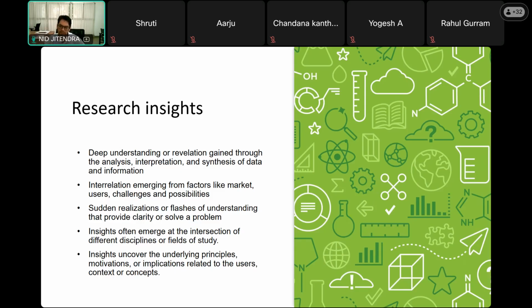So sometimes you analyze data and try to understand what is deeper, and what is going to give you better mileage in a given situation. Insights also are interrelations emerging from factors like market, user, challenges, and possibilities. Many times you feel data is scattered, and when you start mapping it and bringing interrelations between the pieces, you come to know that there is a connection between these two or three pieces of information, and this can form an insight. It's very common. As you move further, you'll find a lot of such things happen when you start analyzing data and laying it out.